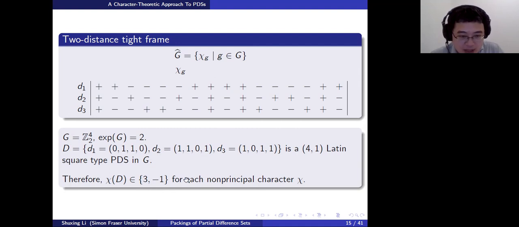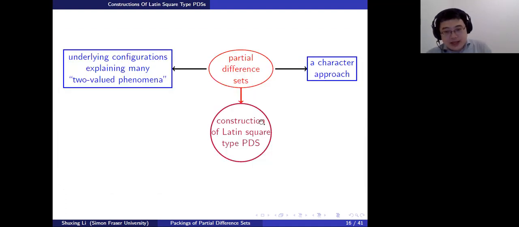So we have a 2-valued phenomenon in the character values explaining the 2-valued phenomenon in dot products. So let's conclude our example.